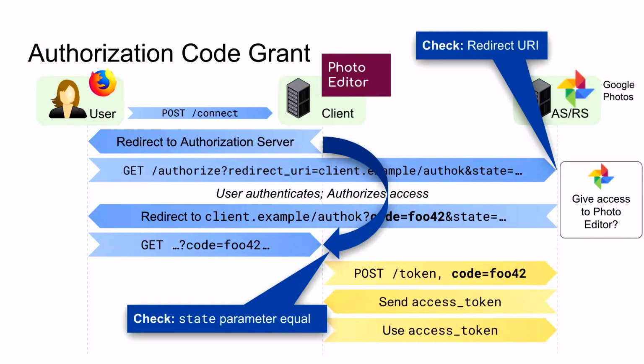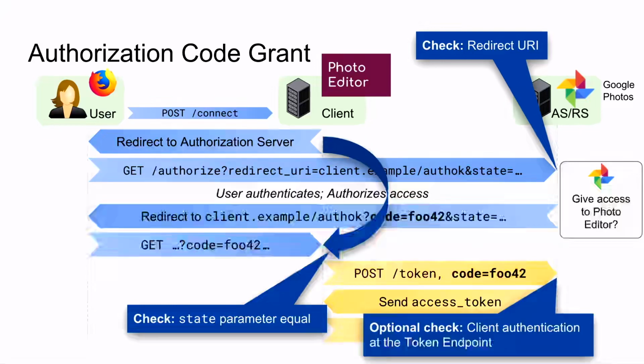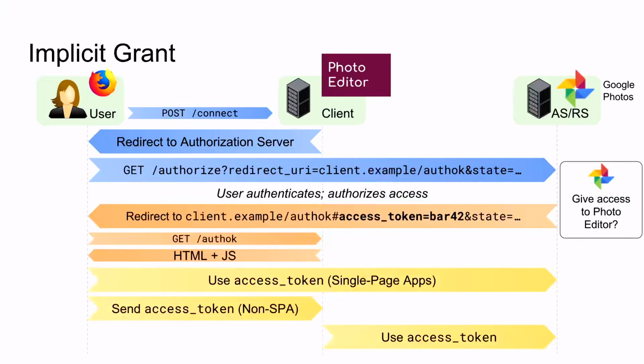OK? And another thing we can optionally have here, so-called client authentication. The client might need to provide some credentials to send the token request. We need all these details later because we're talking about how to make OAuth more secure. And then there's also another important grant type, the so-called implicit grant.